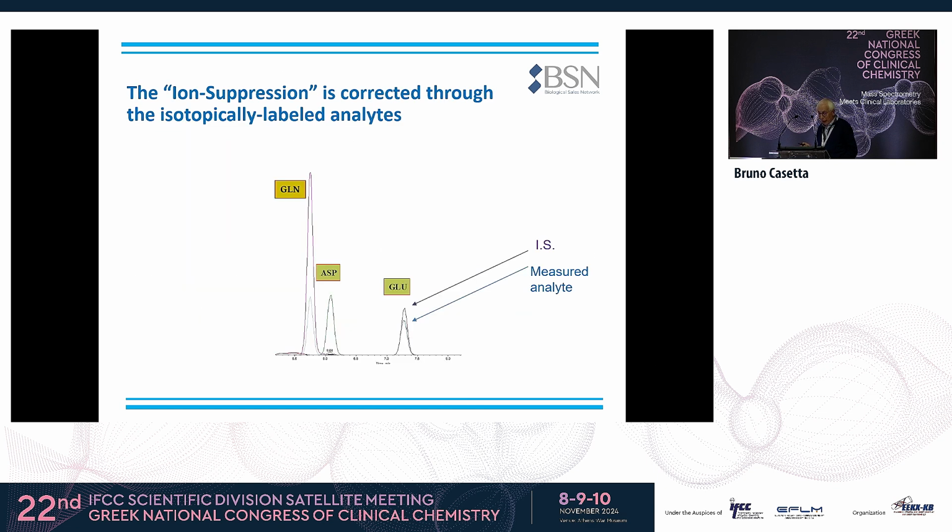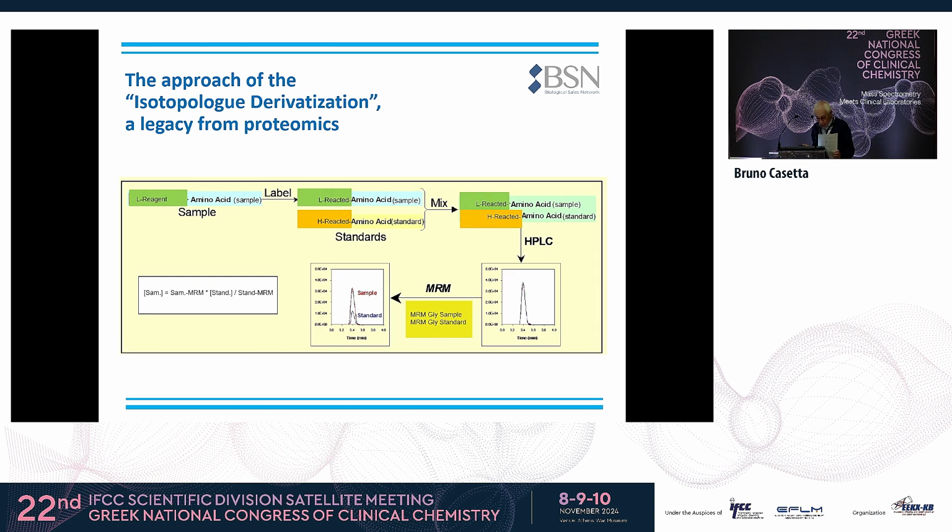This is an important issue, and this is the reason why sometimes we see in a chromatographic run like here the appearance of two peaks. One is the analyte we are interested in, and the other one is the amino acid isotopically labeled. And so each signal must be normalized with the internal standard. Another way of getting the same result, but in a more elegant way, is to use a legacy coming from the proteomic side, where instead of having the analyte isotopically labeled, we use a derivatization reagent itself isotopically labeled.